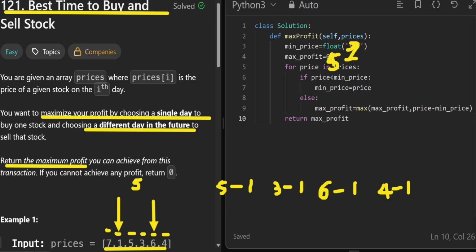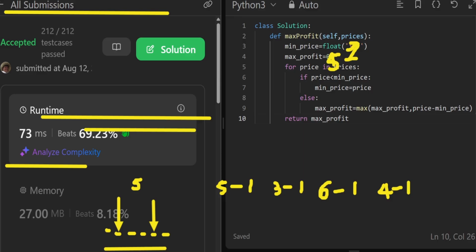Alright, it's time to submit our code. Boom! Accepted. And that's it. A simple, elegant solution to find the max profit. We only pass through the list once, so it's O(n) time complexity. We use only 2 variables, so it's O(1) space complexity.